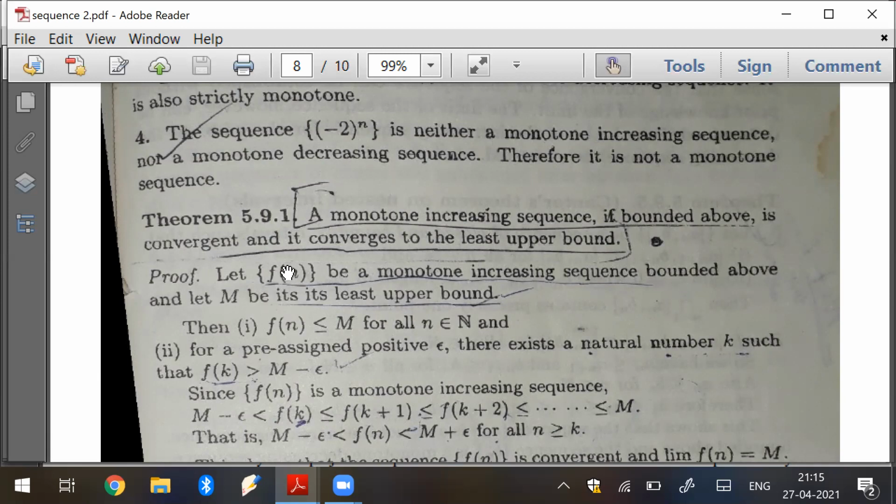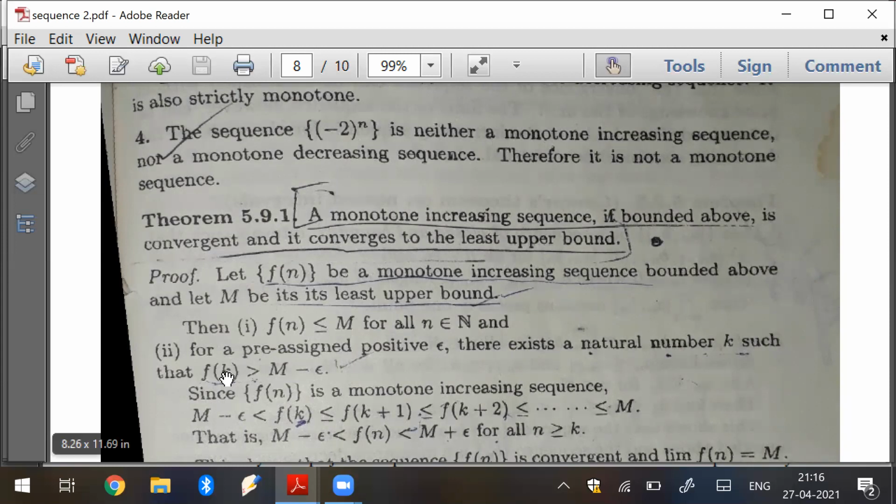So obviously any element you take from the sequence is less than or equal to M, and if you decrease M by any positive epsilon amount, definitely by the property of least upper bound, I will get at least one natural number k such that f k is greater than M minus epsilon. That means, as capital M is my least upper bound, even if I decrease a very small amount from M, taking M minus epsilon, I will get at least one element of the sequence which will be greater than M minus epsilon, as M was the least upper bound.